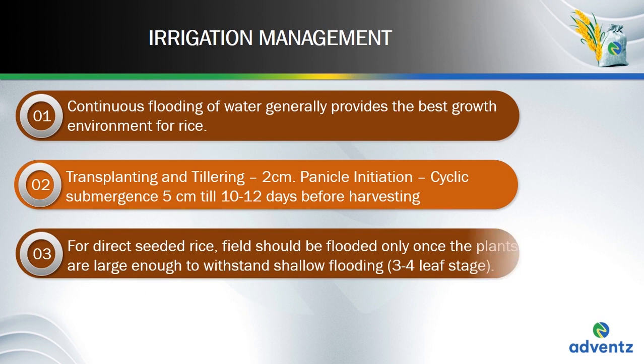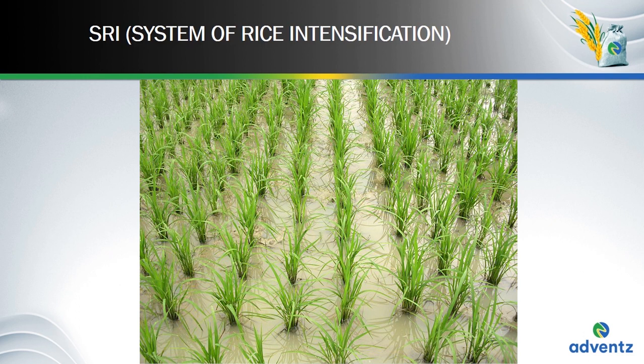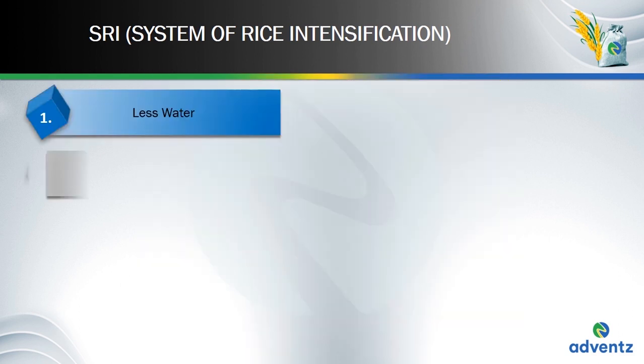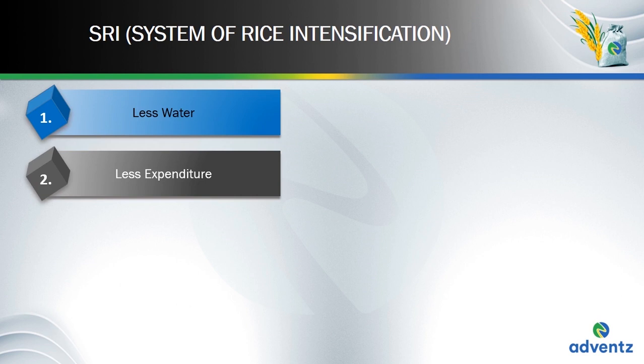For direct seeded rice, the field should be flooded only once the plants are large enough to withstand shallow flooding. When we say large enough, we mean that the plant should be at a 3 to 4 leaf stage. The next thing we will talk about is called SRI cultivation, which is System of Rice Intensification. This method of rice plantation gives us a higher yield. It was developed in Madagascar in the 1980s. This type of cultivation requires less water, less expenditure, and yet gives more yield.